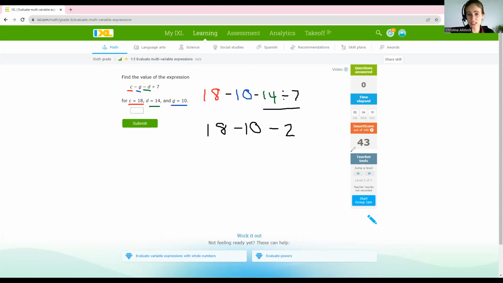Now all we have left is addition and subtraction. Going to do that from left to right. 18 minus 10 is 8. 8 minus 2 is 6. And we have found the value of our expression for those values. That is our answer.